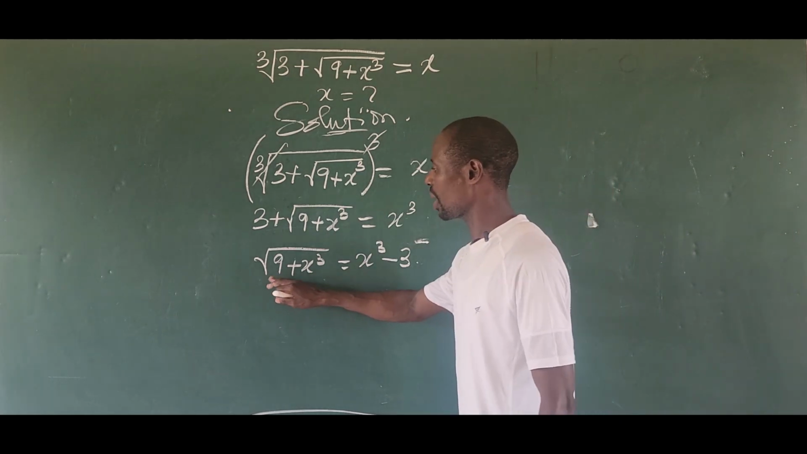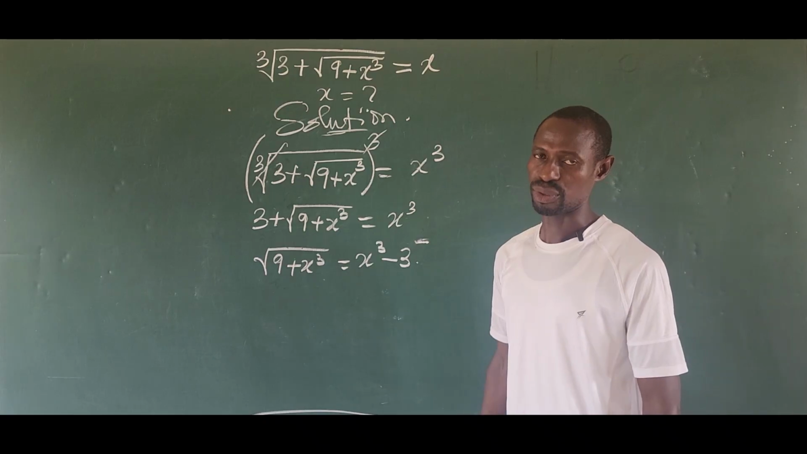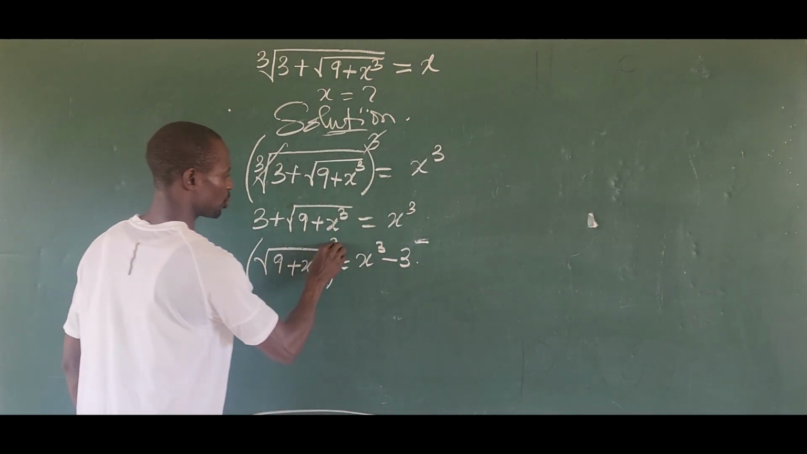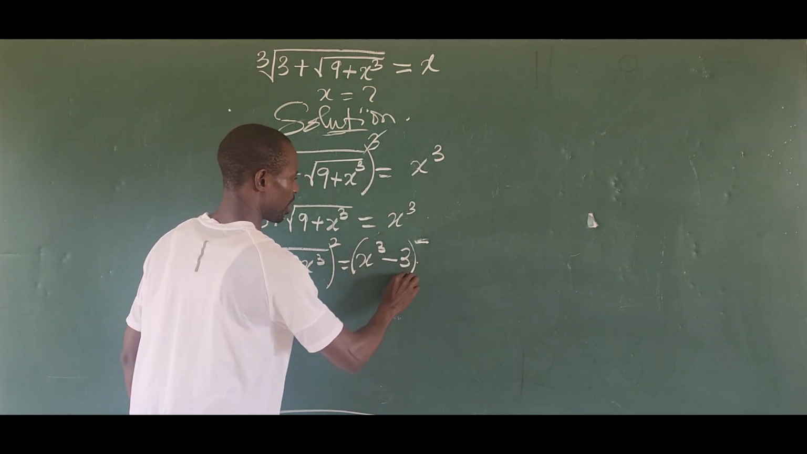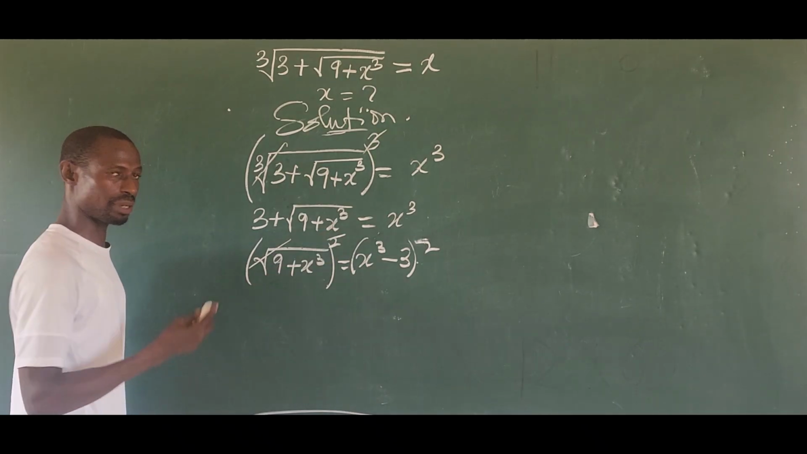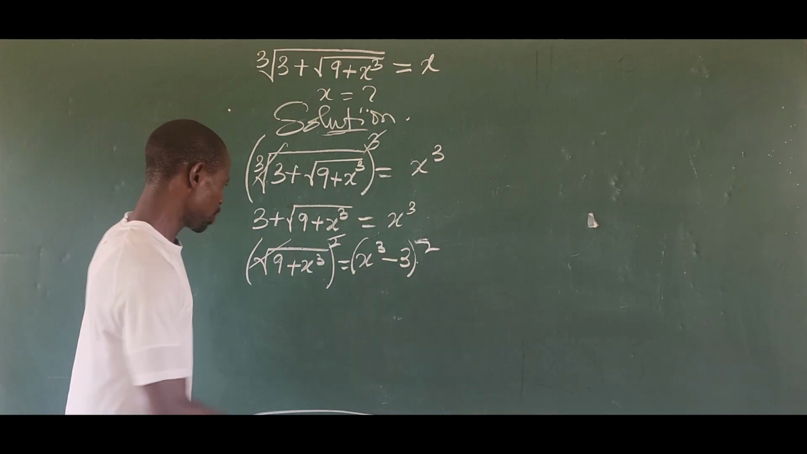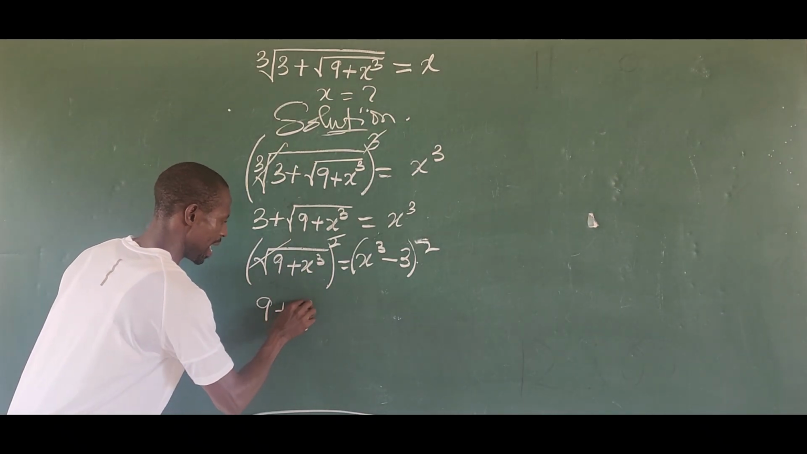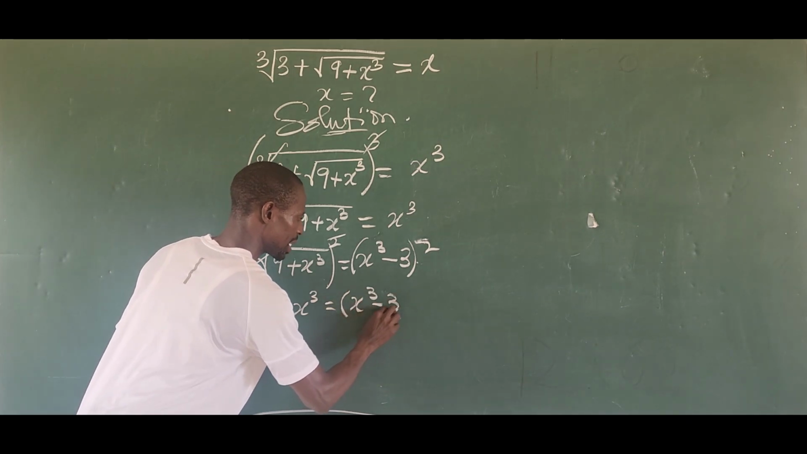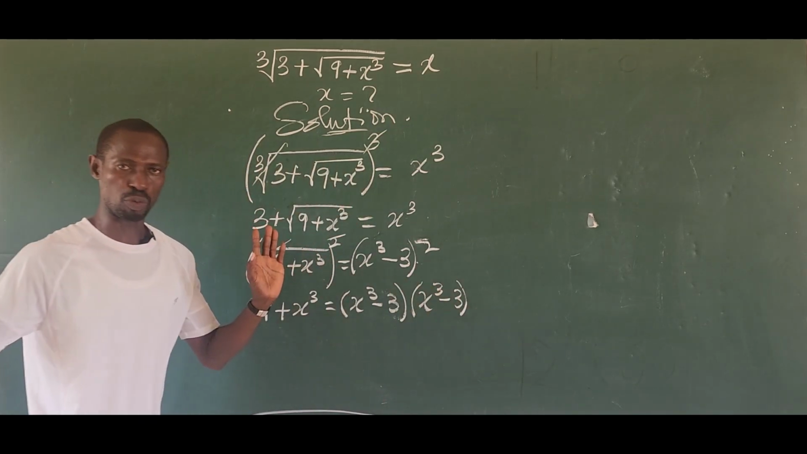All right, we still have a radical here. To eliminate this square root radical, we take the square of both sides of the equation. So we raise this to the power of 2, and we equally raise this to the power of 2. The square root and the square cancel on the left, and on the right we repeat the expression and multiply it by itself. This gives us 9 plus x to the power of 3 equal to the bracket x to the power of 3 minus 3, times the bracket x to the power of 3 minus 3. Two places, right? Good.